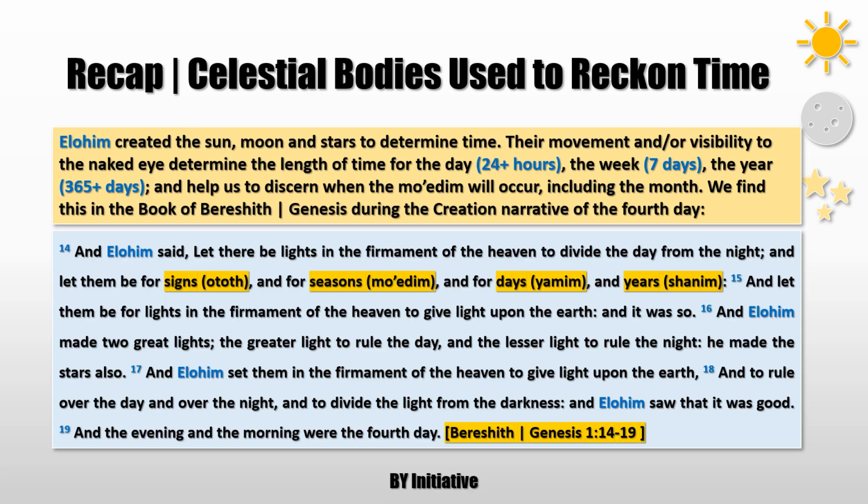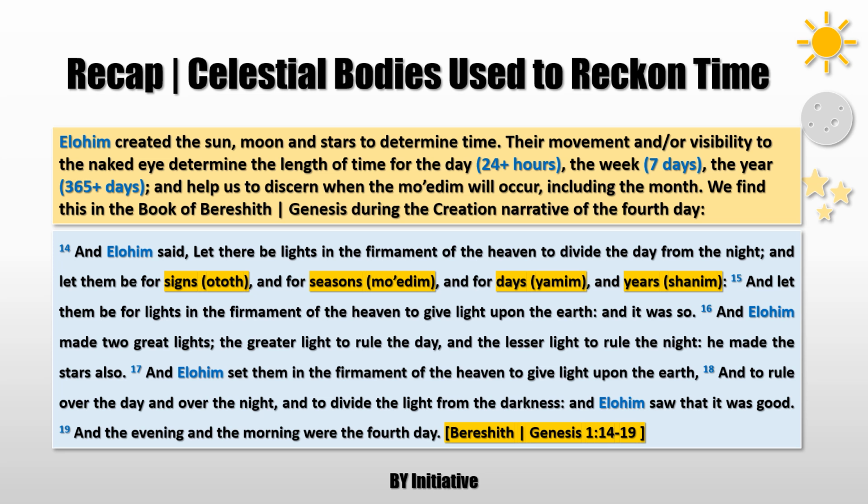Just a reminder that the celestial bodies are used to reckon time. Elohim created the sun, moon, and stars to determine time. Their movement and/or visibility to the naked eye determine the length of time for the day, which is 24 plus hours, the week, which is 7 days, and the year, which is 365 plus days, and help us to discern when the Moedim, or the appointed times commanded by our Heavenly Father, will occur, including the month.